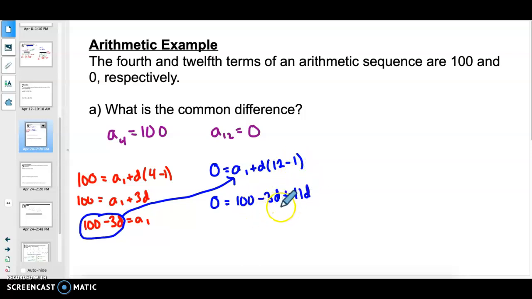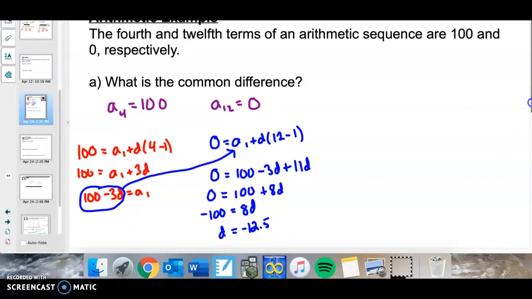So if we simplify this, we can find the common difference. So we have 0 equals 100 plus 8d. So negative 100 equals 8d. So if you divide by 8, you get d equals negative 12.5. So our common difference is negative 12.5. So that's what the first question was asking.